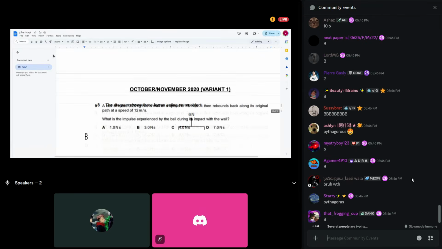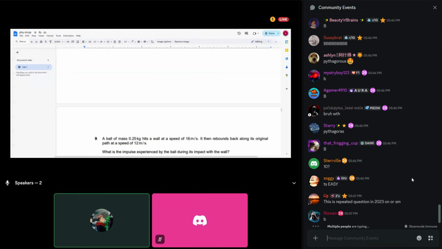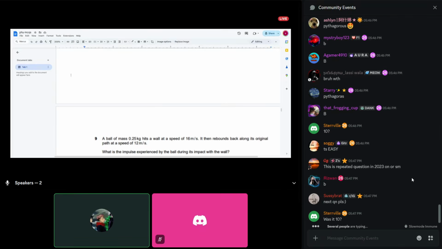Next one. Yep. Here. A ball of mass 0.25 kilograms hits a wall at a speed of 16 meters per second. It then rebounds back along its original path at a speed of 12 meters per second. What is the impulse experienced by it?